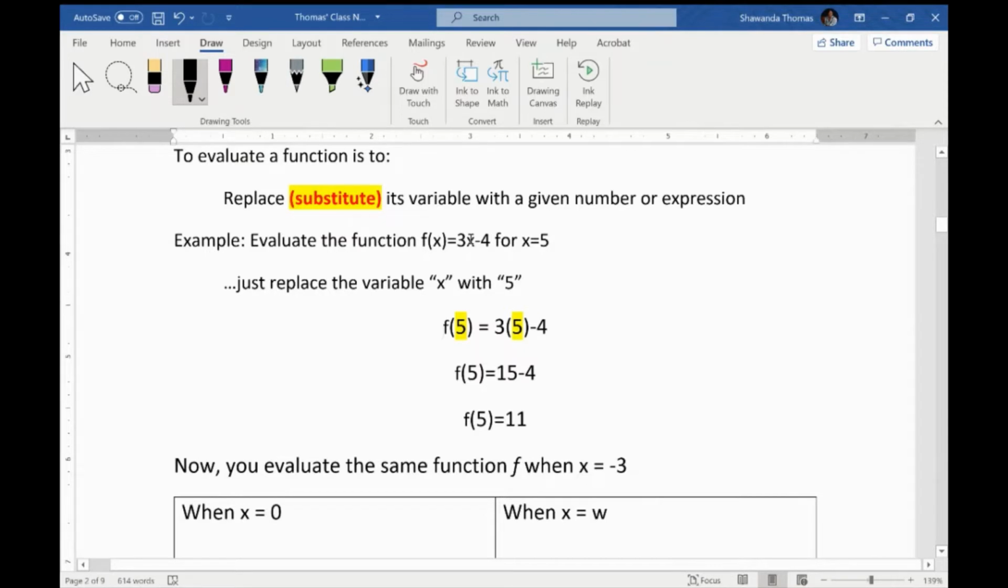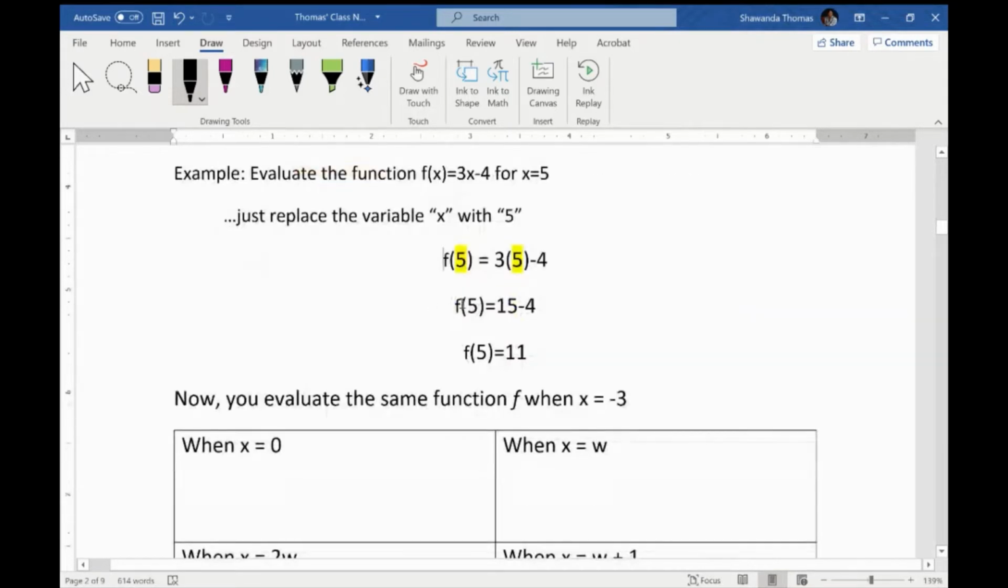And of course, if we're putting a 5 right next to that 3, that indicates multiplication. So a good tip would be wherever you see an x, just put a parenthesis there for the first step. And then what we're going to do is rewrite f of 5 on the left side and do our algebra on the right side. So 3 times 5 is 15. And then we bring down our minus 4. 15 minus 4 is 11. Simple as that. You just evaluated a function.